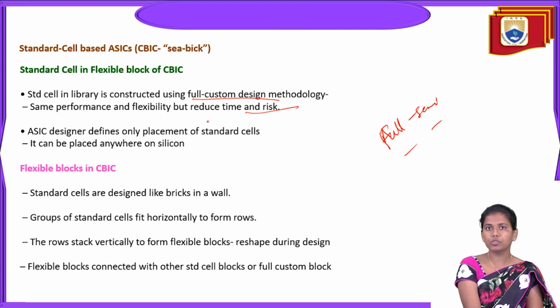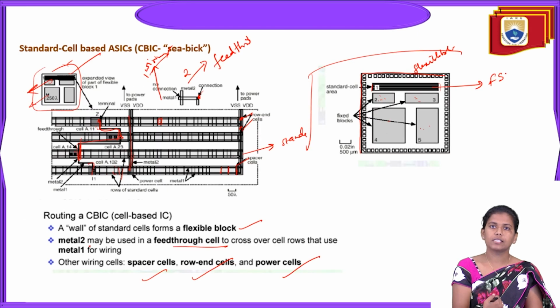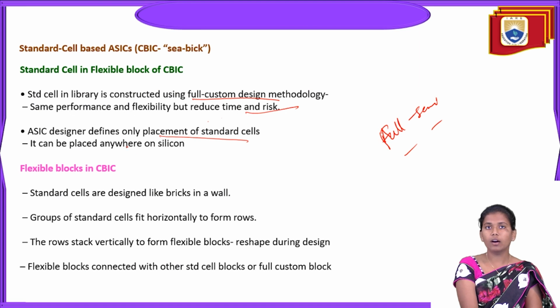So in order to reduce the time and risk, the ASIC designer defines only placement of standard cells. So here, being an ASIC designer, I have to concentrate more on the routing or the connecting of the standard cells. These are the standard cells, right? So I also have to concentrate more on the placing of the standard cells. Defines only the placing of the standard cell.